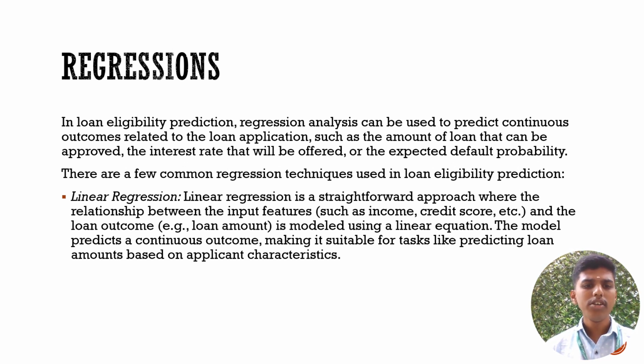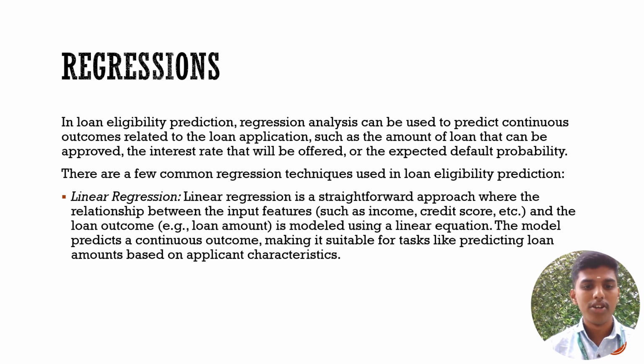Regressions. In loan eligibility prediction, regression analysis can be used to predict continuous outcomes related to loan applications, such as the amount of loan that can be approved, the interest rate that will be offered, or expected default probability. There are a few common regression techniques used in loan eligibility prediction.